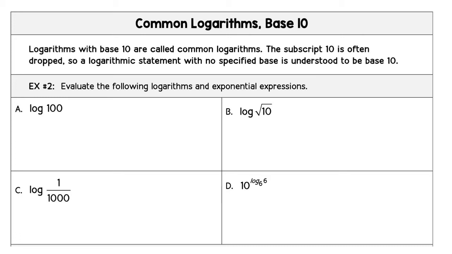So looking at just our common base 10 that we usually do. Now notice it's not written. If the subscript is not written, it's often dropped, then it is understood to be a base 10. So this log 100 is the same thing as having log base 10 of 100. And this is saying 10 to what power is 100? And so that power is 2. So the answer is 2.